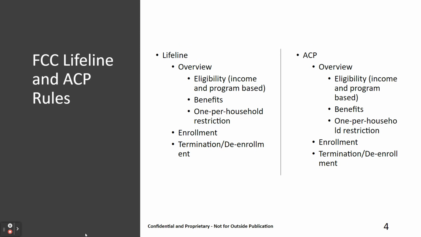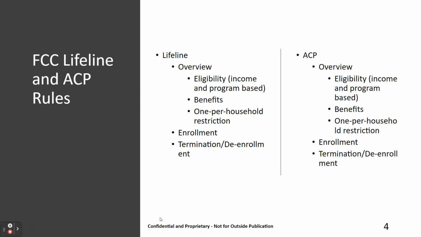Now, the overview about ACP. The Affordable Connectivity Program is an FCC program that started as an emergency relief program during the pandemic based upon a bipartisan consensus that more needed to be done to ensure that low income Americans can afford broadband service and have access to devices needed to engage in remote learning. The ACP is mostly similar to Lifeline, but there are some key differences. The eligibility for ACP is also income based or program based.